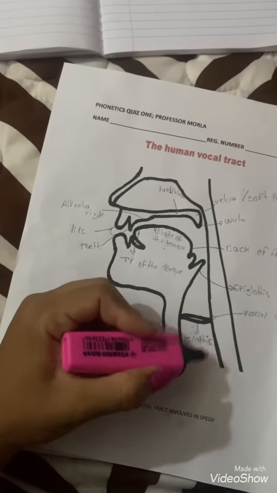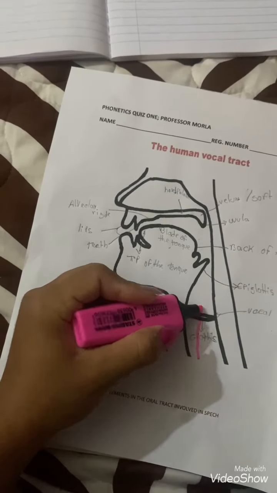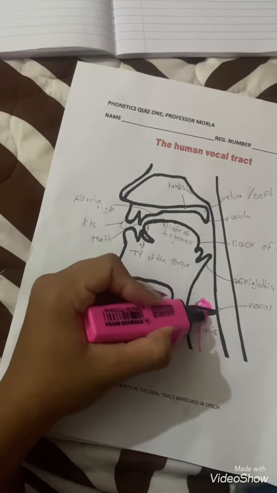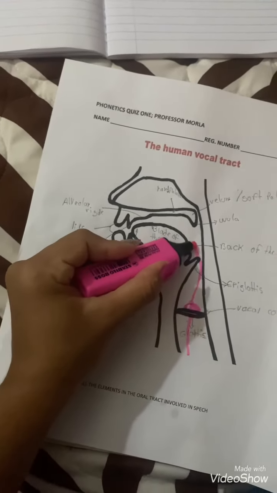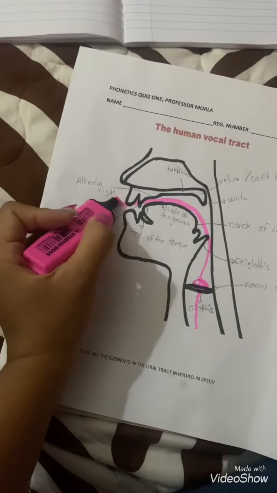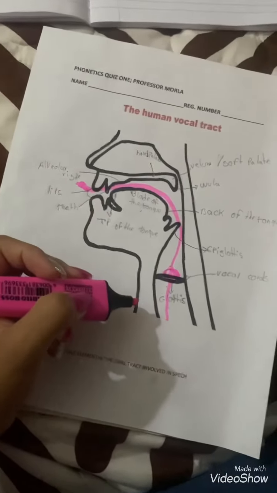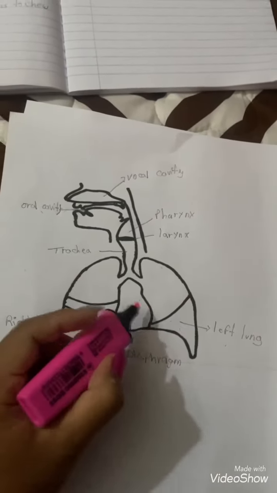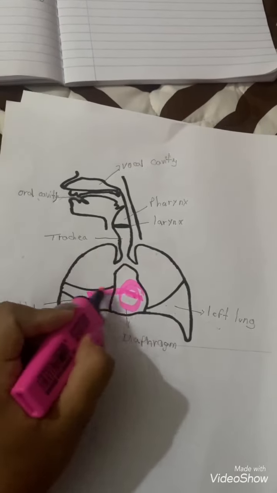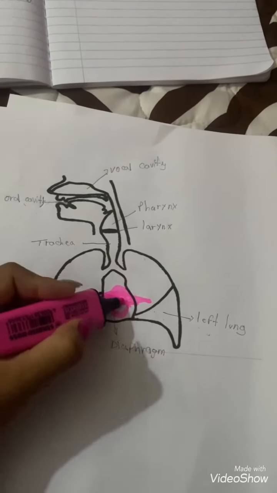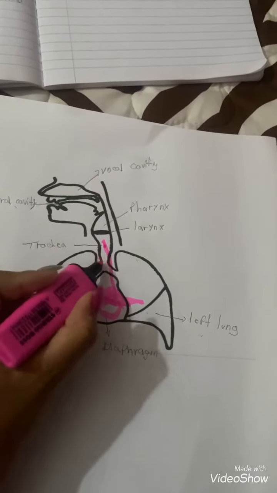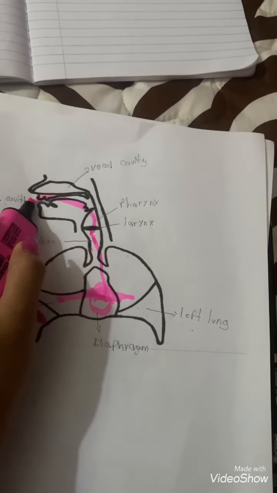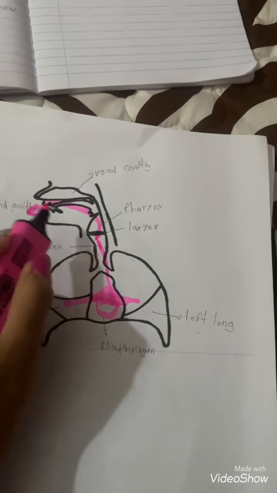So here you can see that the air in the glottis and the vocal cord have to move for the voice to come out to the mouth. And as I said, the diaphragm has to work for the lungs to work, and the air travels around the larynx, the trachea, the pharynx, and the mouth, and the sounds come out.